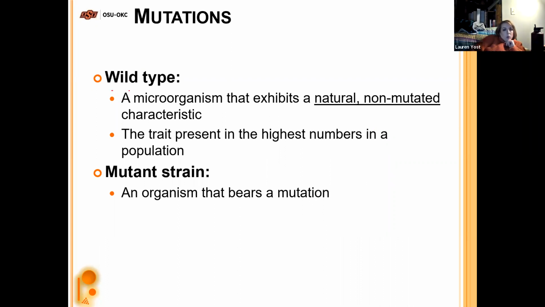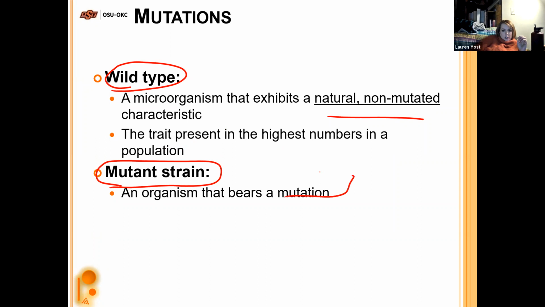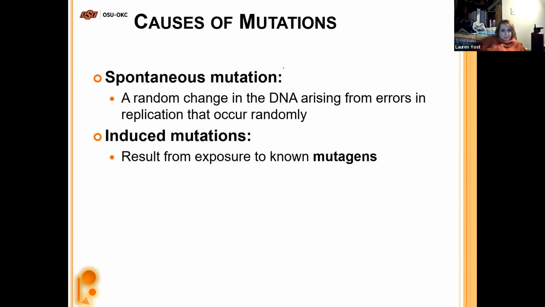So a wild type is referring to the original, the natural non-mutated version. This is usually the trait, so we're talking about specific traits here. Wild type of that trait or gene is the natural non-mutated, most common, number one version, okay? And then the mutant strain is when an organism has a mutation that deviates it from the wild type.